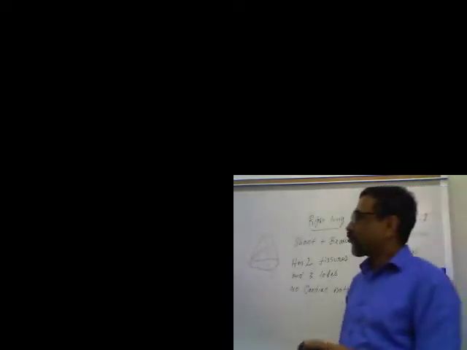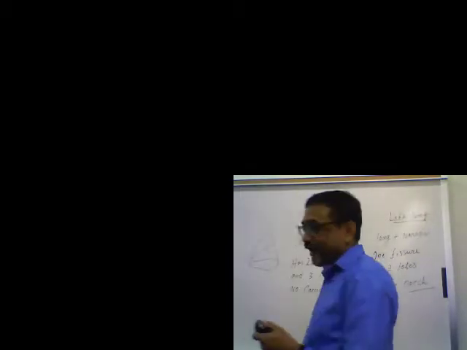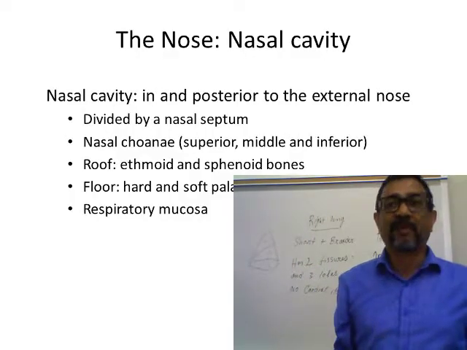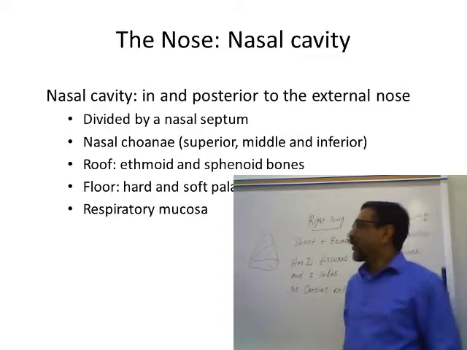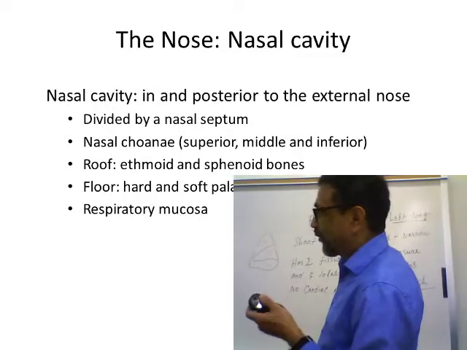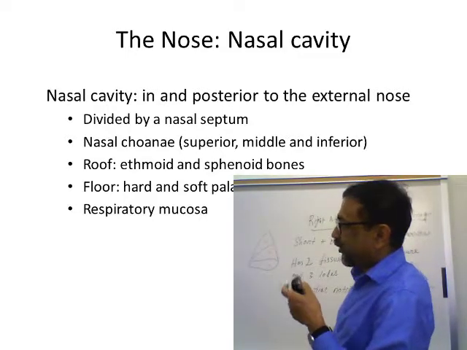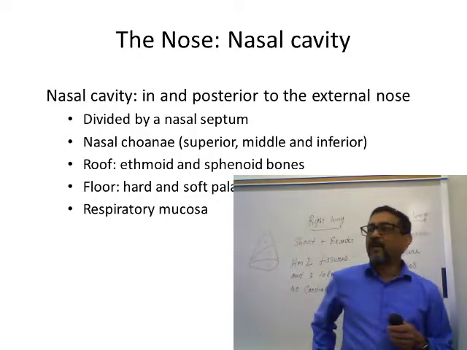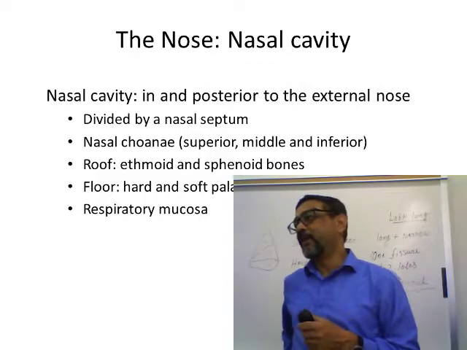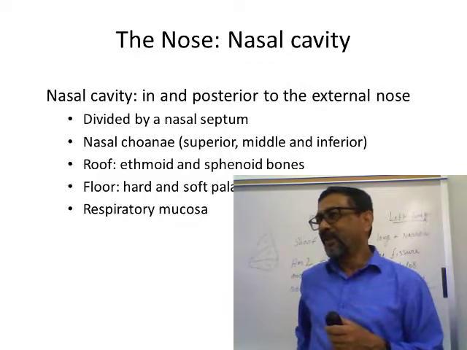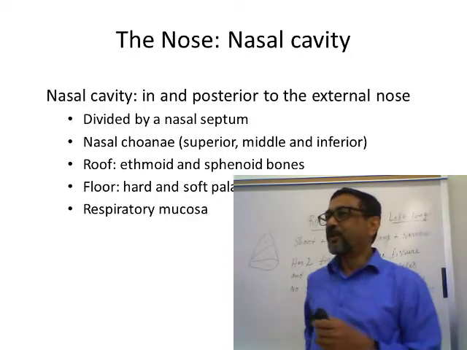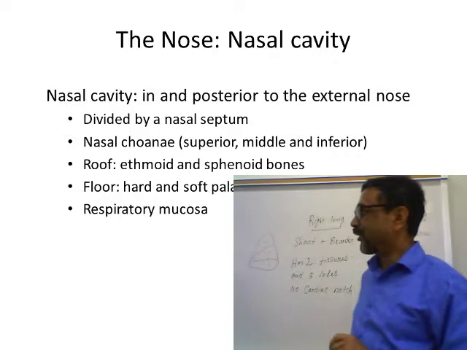Nasal cavity. The nasal cavity is divided by a partition called the nasal septum. Now, the nasal septum consists of, you can write it down now, a bony part and a cartilaginous part. We'll talk about that later, just know that it has two parts.